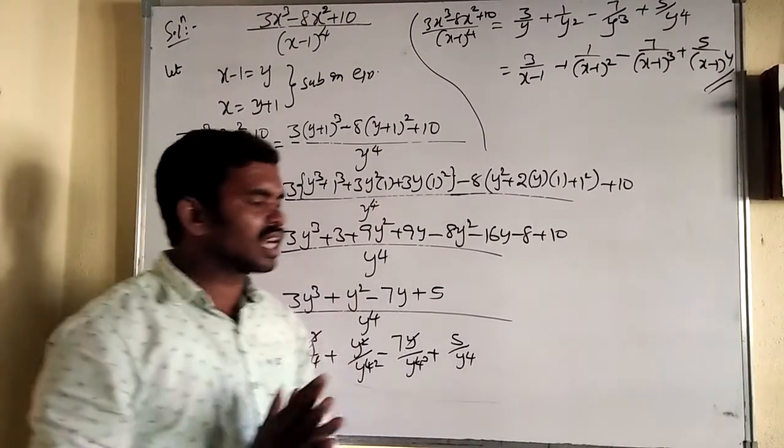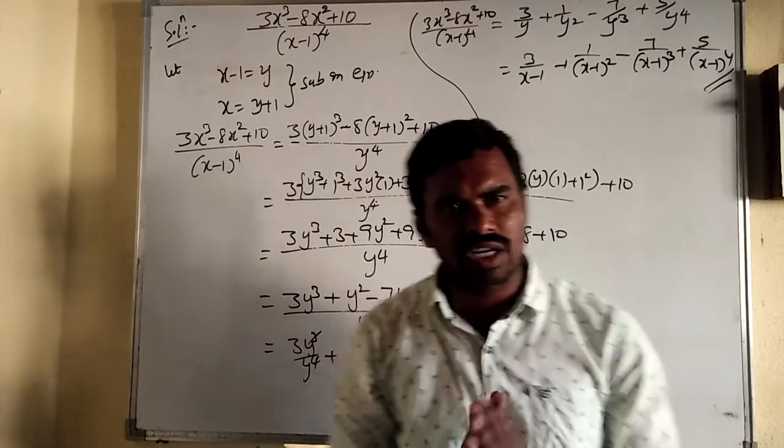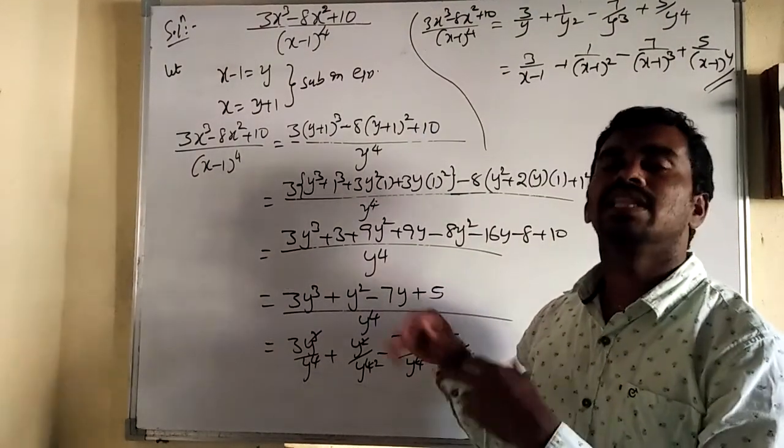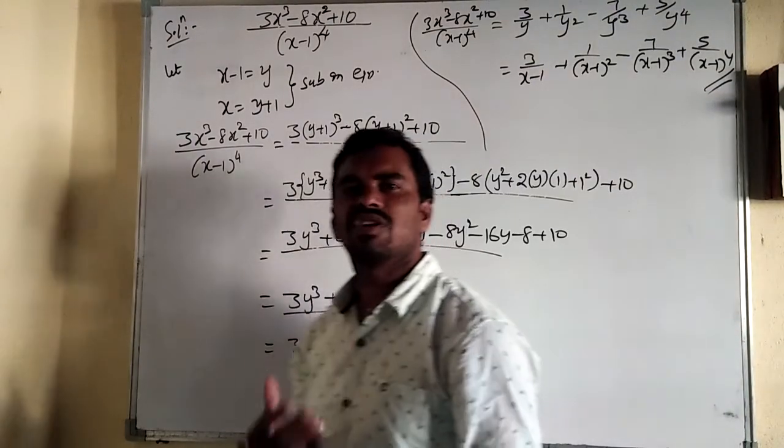So friends, these are the partial fractions part 1. In this part 1, model 1 is completed. When the numerator power is less than the denominator power, in this way we can solve.